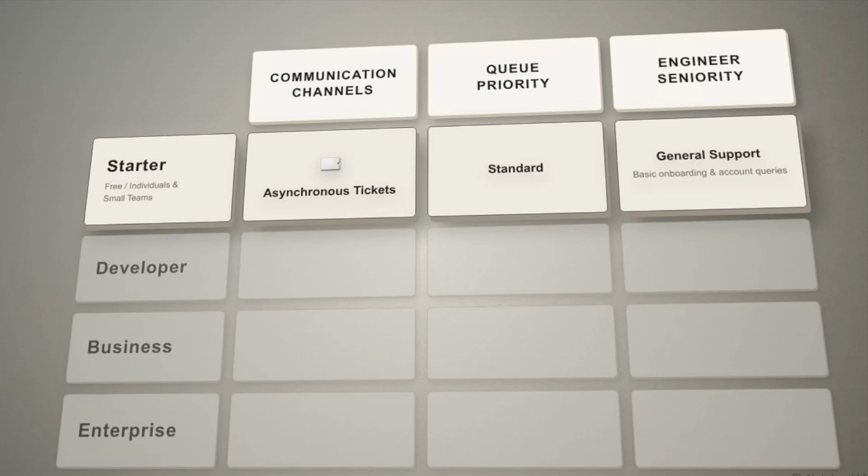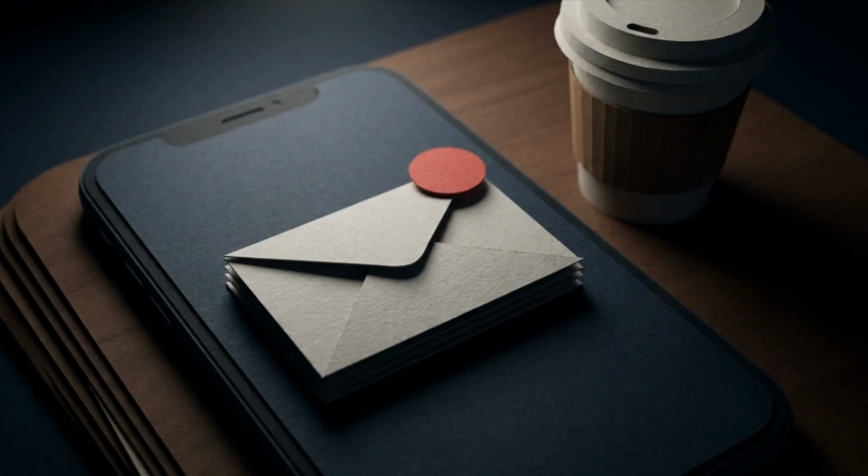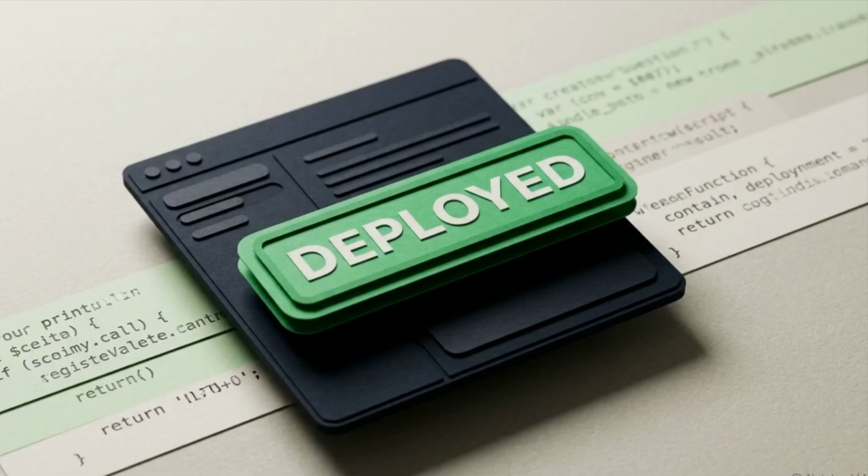Every new account defaults to Starter. It is free, and it is designed entirely for individuals or small teams exploring the platform. Here, your only channel is an asynchronous support ticket. Your priority is standard, and your questions go to the general support staff, equipped for basic onboarding and account queries. It costs nothing, but relying on standard email queues when real users are depending on your application introduces an unacceptable level of risk. Once you push a project into production, your requirements change.